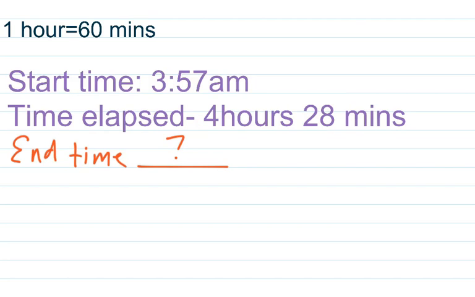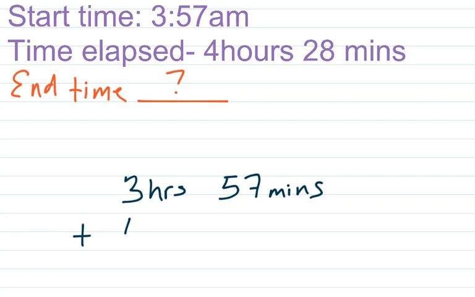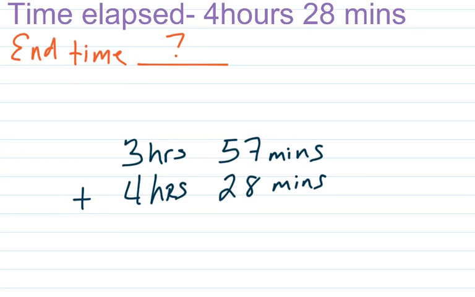Now, what I'm going to do first is take our start time of 3:57 a.m. and change that into hours and minutes. So 3 hours, 57 minutes. To that I'm going to add our time elapsed of 4 hours, 28 minutes. So 57 plus 28 is 85.